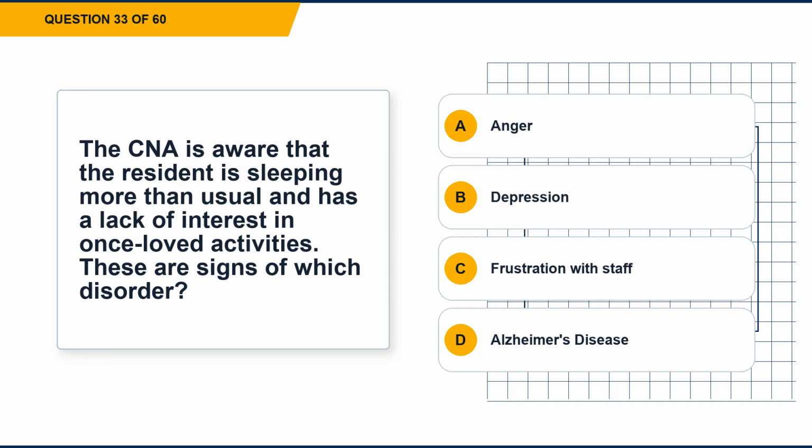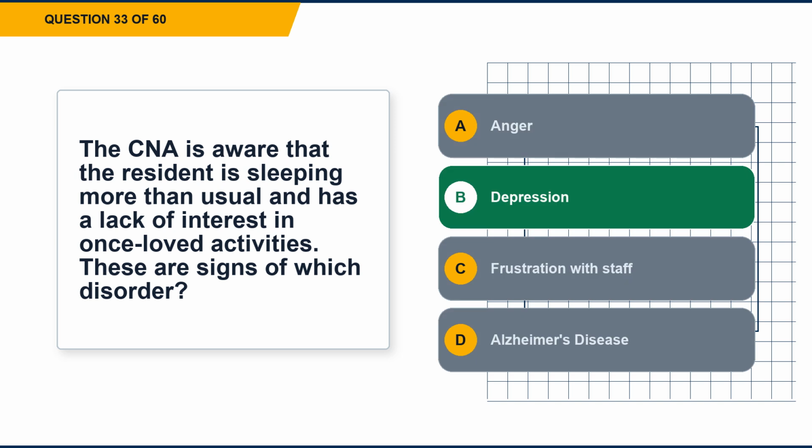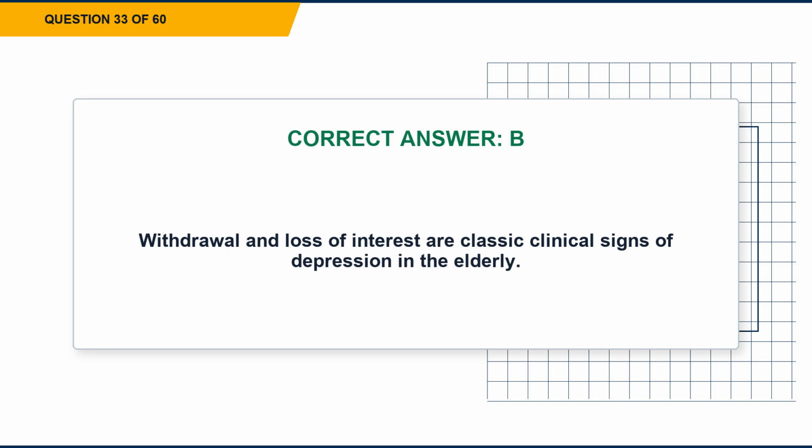Question 33. The CNA is aware that the resident is sleeping more than usual and has a lack of interest in once loved activities. These are signs of which disorder? Option A. Anger. Option B. Depression. Option C. Frustration with staff. Option D. Alzheimer's disease. The correct answer is option B. Depression. Explanation. Withdrawal and loss of interest are classic clinical signs of depression in the elderly.